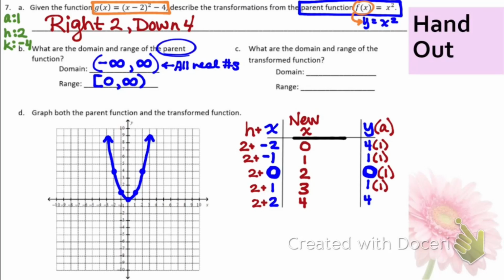Is there anything else that would affect my y values? K. What did we say K was doing to it? Shifting it down how far? Down 4. Do I add or subtract to take it down? Subtract, so I'm going to -4.